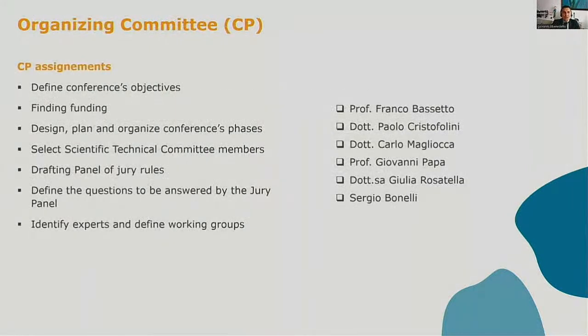And here you have the organizing committee list, who has the different assignments. First, to define the conference objectives, then to find funding, design and plan the organized conference phases, select scientific technical committee members, draft the panel of jury rules, define the questions to be answered by the jury panel, identify experts, and define working groups.